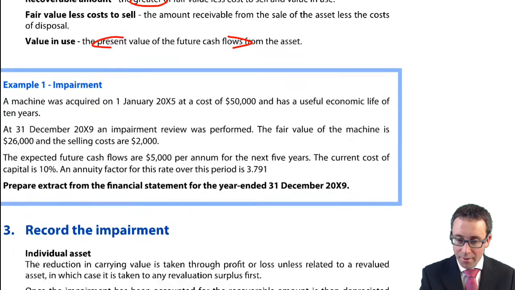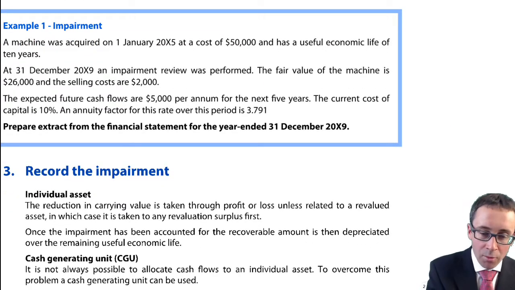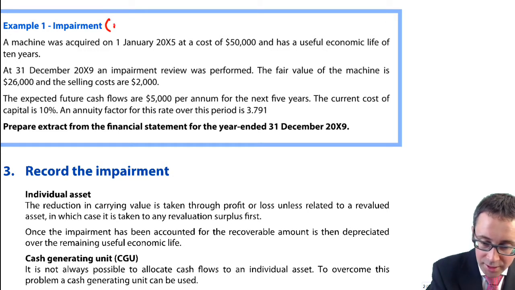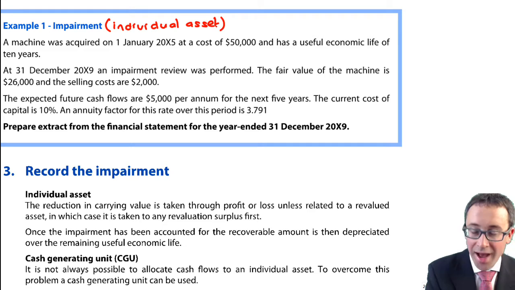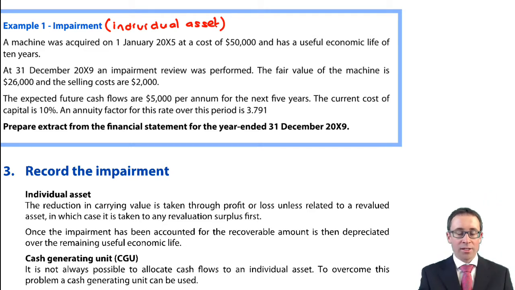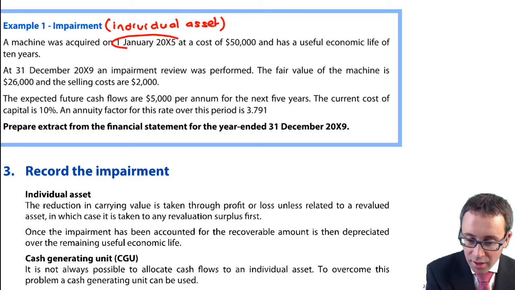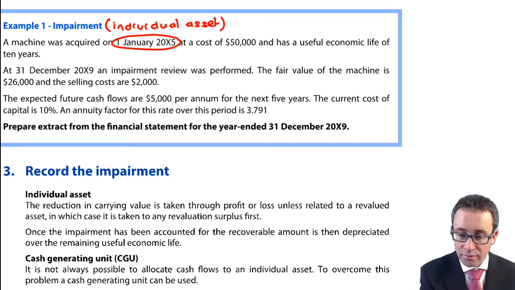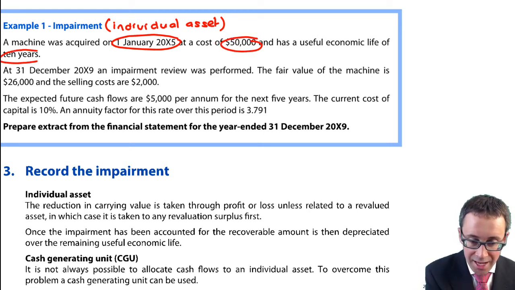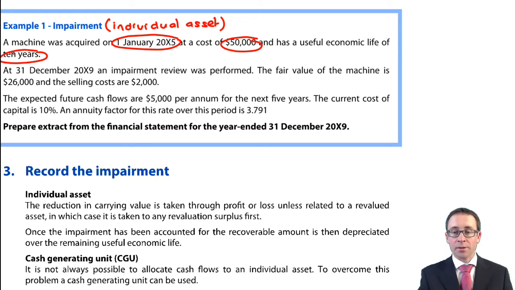So let's go through, play around with an example of an impairment. This is looking at an example for an individual asset, so an item of PPE. It says prepare extracts from the financial statements for the year ended, is it the 31st of December 20X9, so SFP, profit or loss. Machine was acquired on the 1st of January X5. It's a long time ago, isn't it? Cost of 50,000. Useful life of 10 years. There we go, so we're going to depreciate it $5,000 per annum, isn't it?